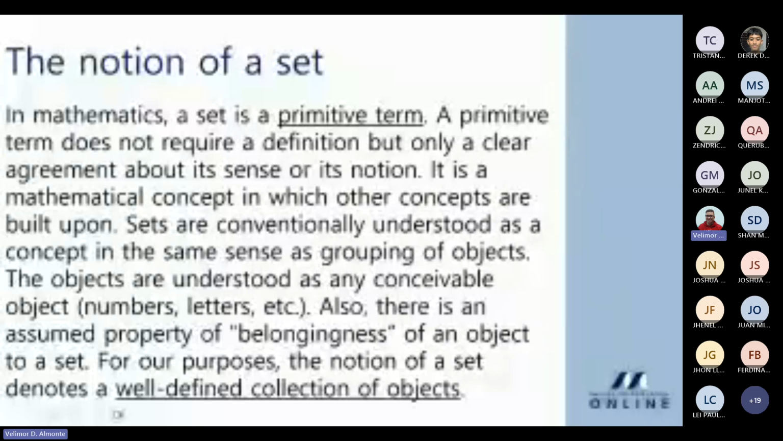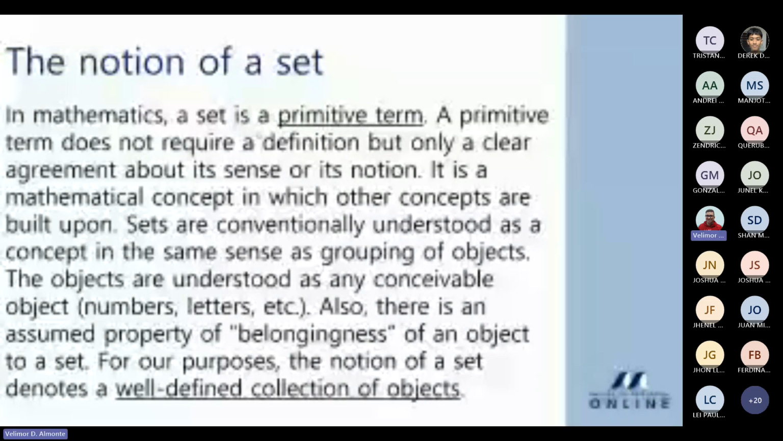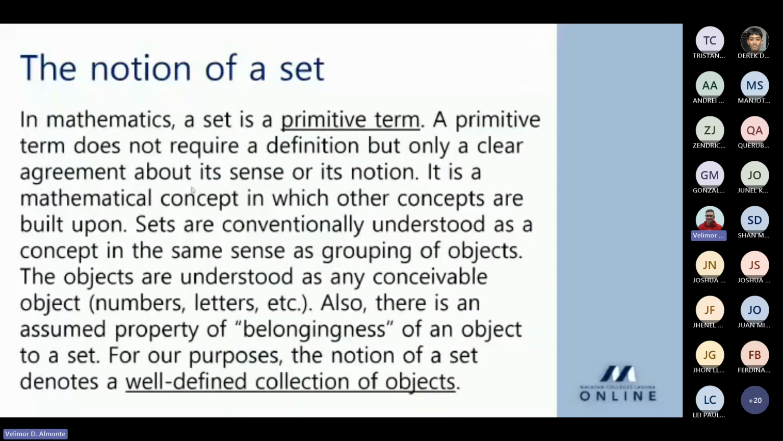Why do we need a primitive term? Well, if we define a concept using other terms or concepts, at some point there should be a very simple term that doesn't need any definition. So it's just the basis where we can build upon other concepts. Otherwise, there would be no end in the definition. So it should stop somewhere. And here it stops in this concept we call a set. So we don't say definition of a set, rather, we say it's the notion of a set.